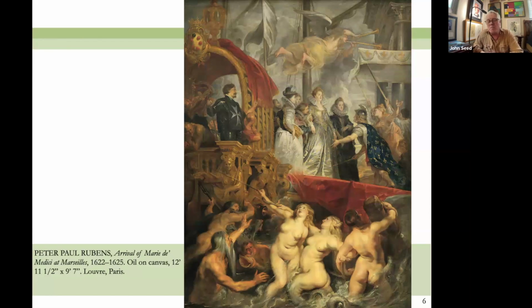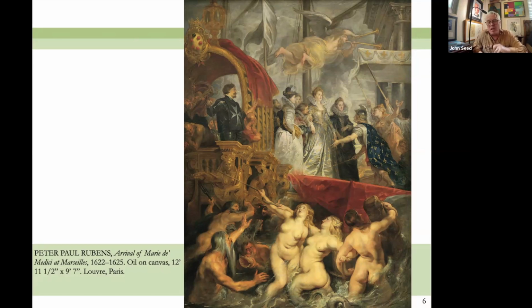And when you hire the studio of Rubens, this is what you get. Here's the arrival of Marie de Medici at Marseille. So I'm looking at this and thinking, okay, a politician visits a port city. That seems like a kind of routine political function. But look how it's portrayed, and look at the levels in the painting.